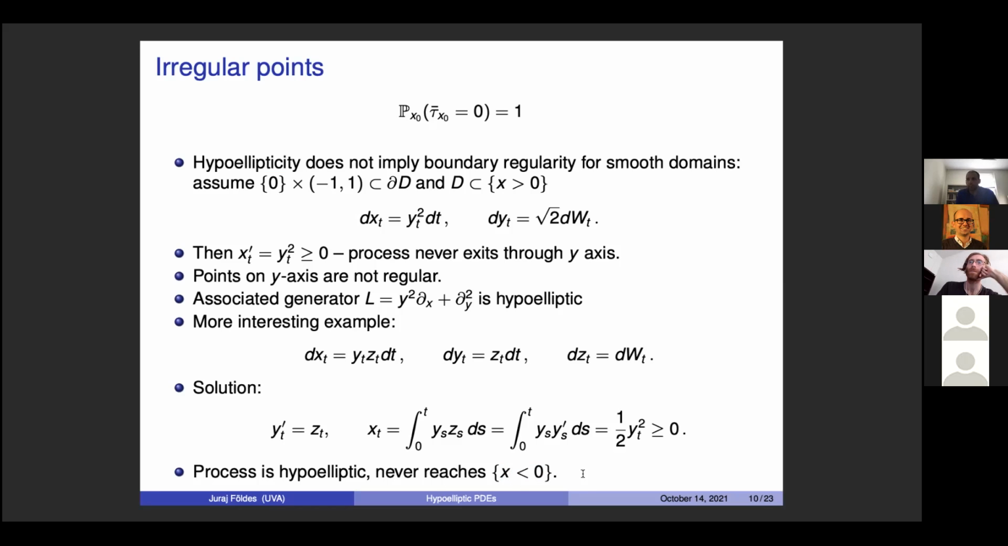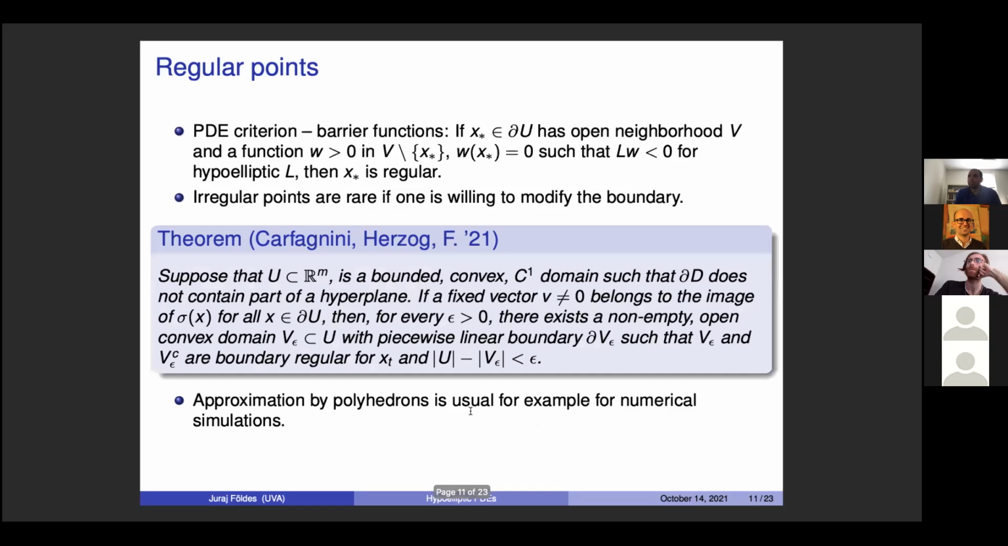And it didn't start there. So there are irregular points for these diffusions, even though we are looking at completely smooth domains with a flat boundary. It cannot be smoother than a segment in 2D.